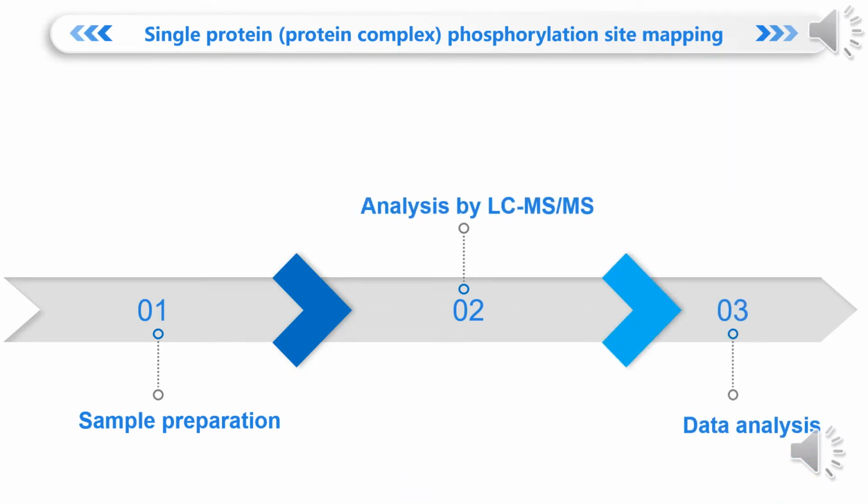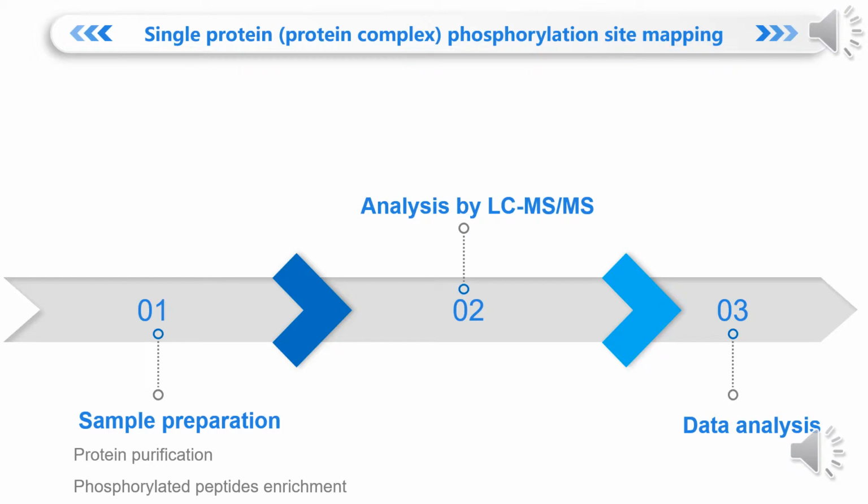For sample preparation, because of the low stoichiometric level of phosphorylated peptides compared to unmodified peptides, there is a need to purify as much protein as possible. In addition, to enrich phosphorylated peptides, there are several methods available, including metal ion affinity chromatography and titanium dioxide beads.